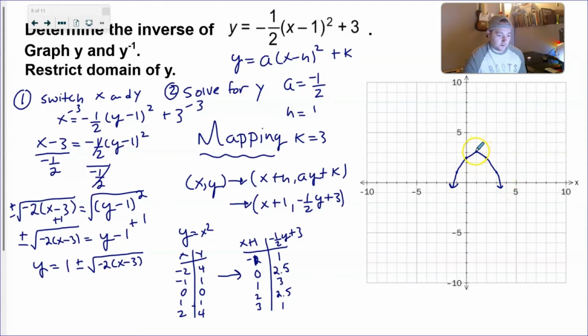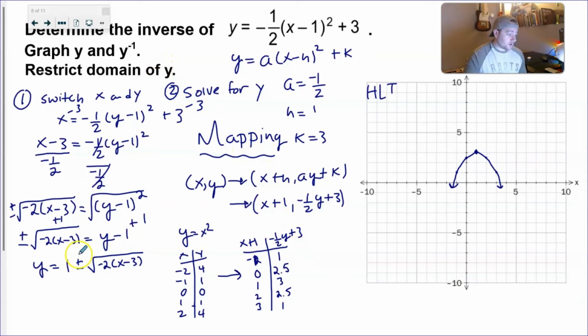I'm not going to extend it too long because I don't want this graph to be too big, but they can keep going forever. The thing about the inverse of a quadratic is that the inverse is not going to be a function. You probably have heard about the horizontal line test. If I draw a line through this function, it touches 2 points, and that means the inverse of it is not going to be a function. So in order to make sure that our inverse is a function, we have to restrict the domain of y. We have to choose one side or the other.